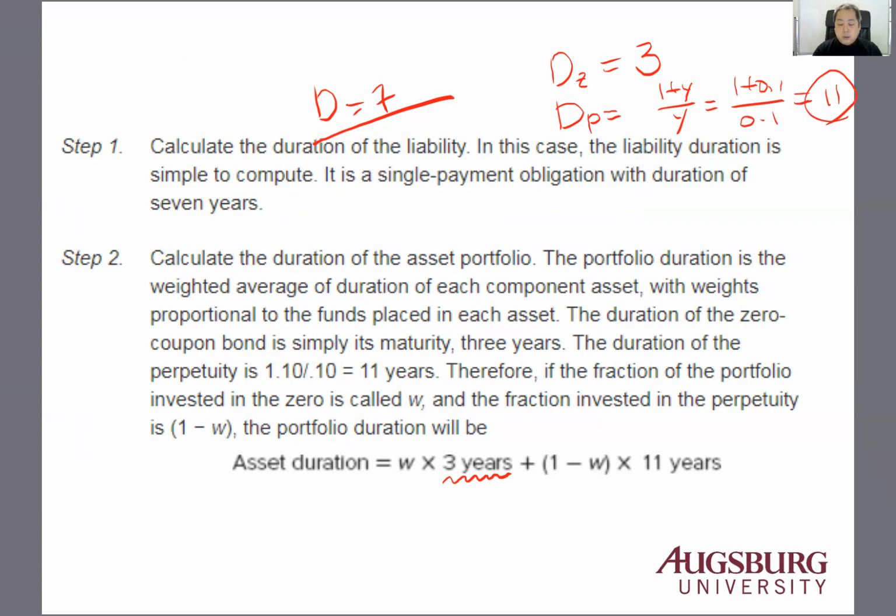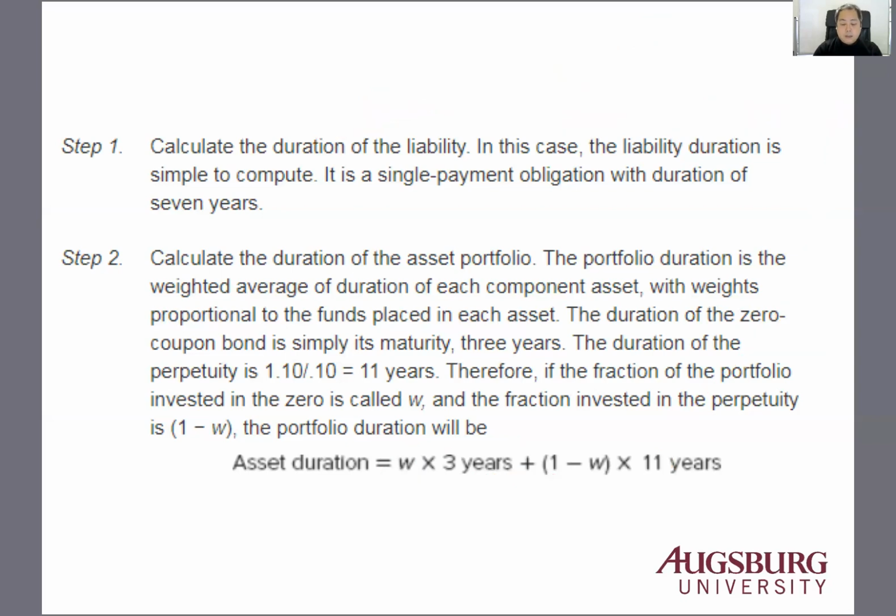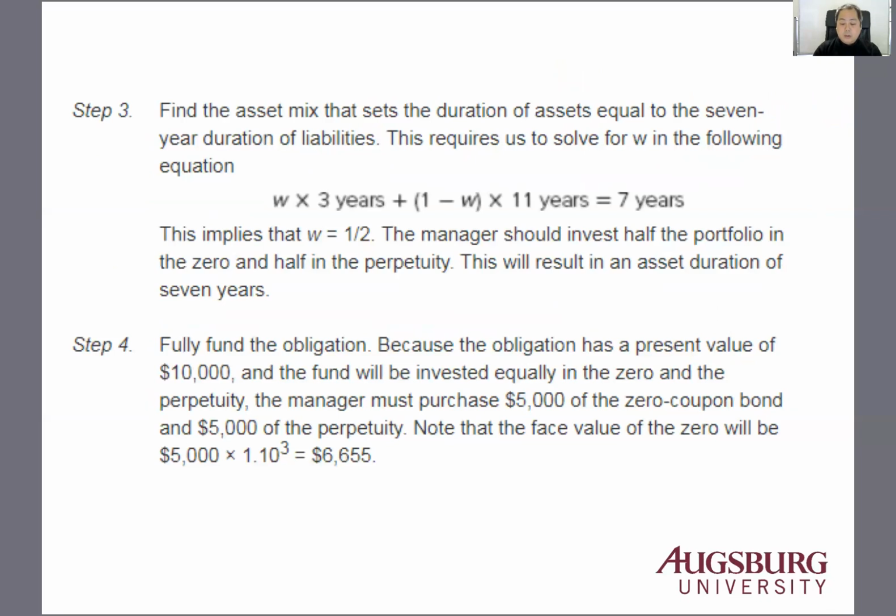11 years. So now, if W is the weight on zeros, then what you can do is W times 3 years, which is the zero coupon, and 1 minus W, which is the weight on the perpetuity, times 11 years, the duration of perpetuity. So if you solve this one, then you basically can find the solution. The solution is W should be 0.5. So the weight of zero should be 50%, and the weight of perpetuity should be 50%.